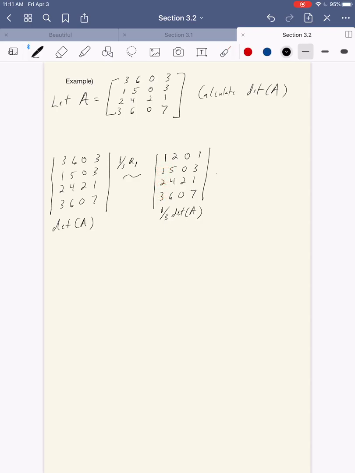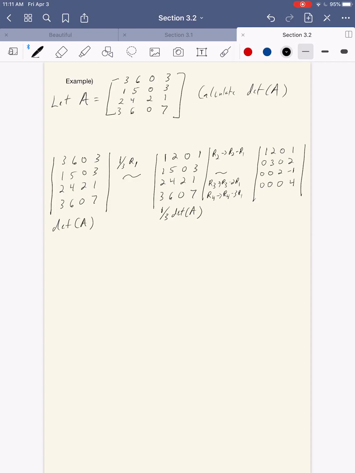So let's do those operations. Let's replace row 2 with row 2 minus row 1. Let's replace row 3 with row 3 minus 2 row 1. And let's replace row 4 with row 4 minus 3 row 1. If we do that, the top row shouldn't change: 1, 2, 0, 1. Then the next one, we should get a 0, then a 3, then a 0, then a 2. Then the next one, we should get a 0, 0, 2, and then 1 minus 2, so that's -1. And then the final one, 0, 0, 0, and then 7 minus 3, so it looks like 4.